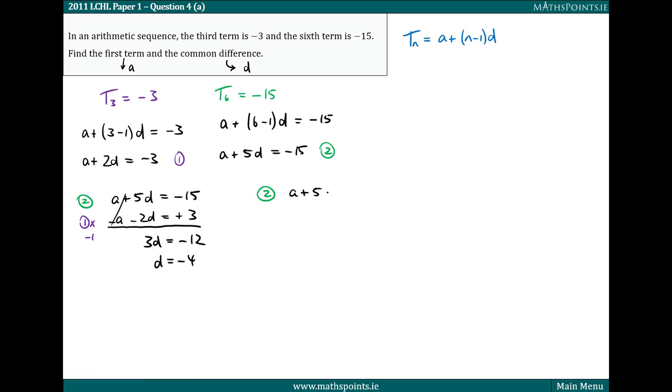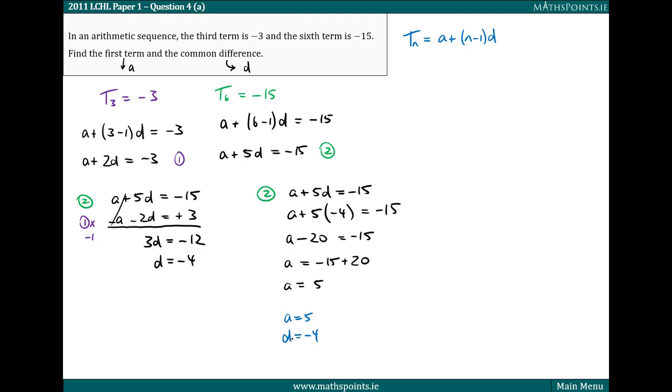So equation 2 is a plus 5d equals minus 15. So a plus 5 times, we now know that the common difference d is minus 4, so sub that in, equals minus 15. A plus 5 times minus 4 is minus 20, equals minus 15. We're going to add 20 to both sides to give minus 15 plus 20, so a is equal to 5. And there are the solutions to the question. We have a is equal to 5, that's the first term in the series, and d is equal to minus 4.